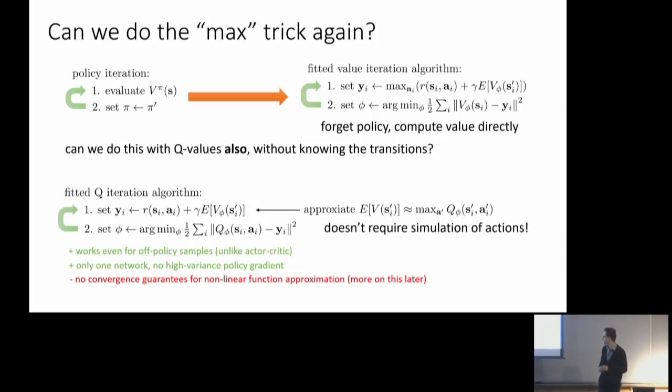The downside of this approach is that while it's guaranteed to converge in the tabular case, where you represent your full Q function with a big table of states by actions, in the case of function approximation, when you're using, let's say, a neural network to represent the Q function, this procedure is actually not guaranteed to converge. And I'll talk about this a little bit more towards the end of today's lecture.